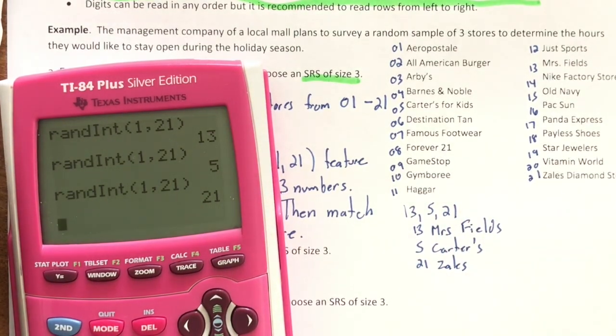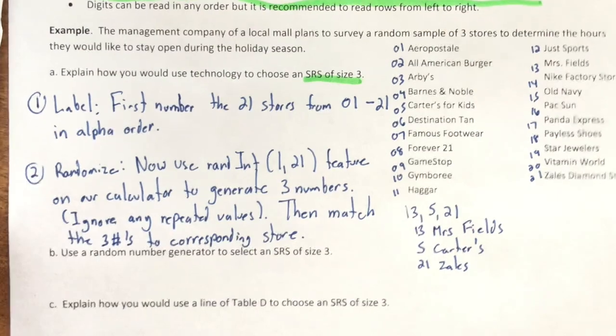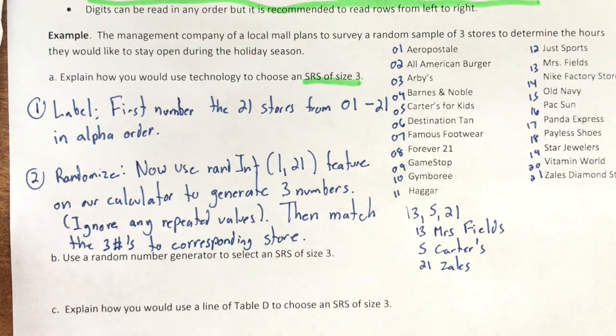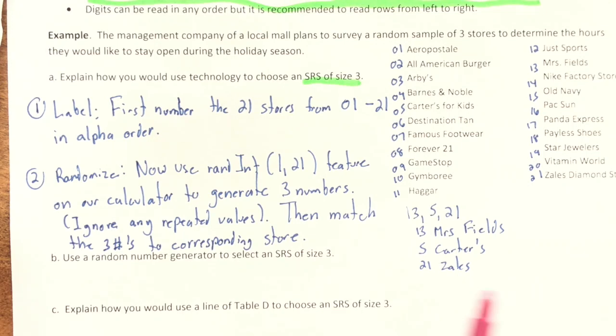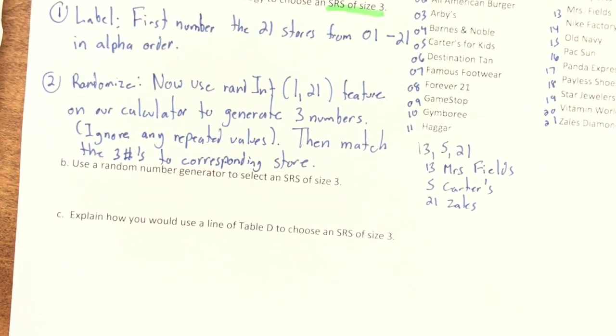So you can use your own calculator and generate your random integers, and it most likely will not be the same as mine. Okay, but that's how you would explain it. To use the random integer feature on your calculator, you go through and you can generate your 3 stores for your simple random sample. So now let's take a look at table D.